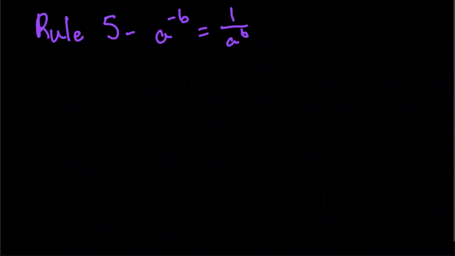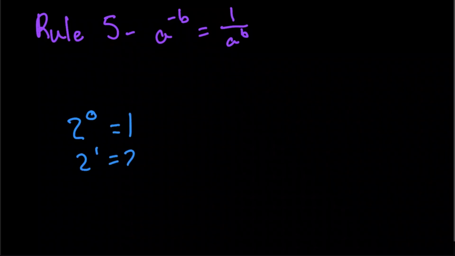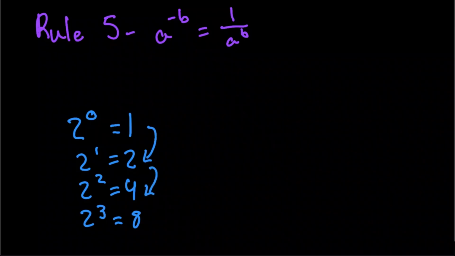Now let's look at our last rule. Negative exponents are just 1 over the exponent. This one is a little tough to understand at first, but let's think this through. Let's write the first few powers of 2 over here. So beginning at 2 to the power 0, we have 1, 2, then we get 4, we get 8. Notice each time we move up one exponent, we're multiplying by 2.